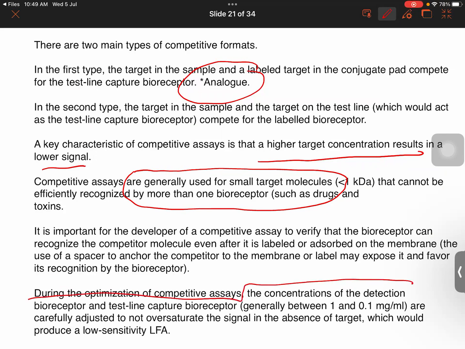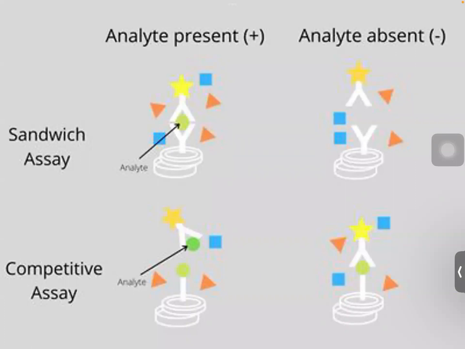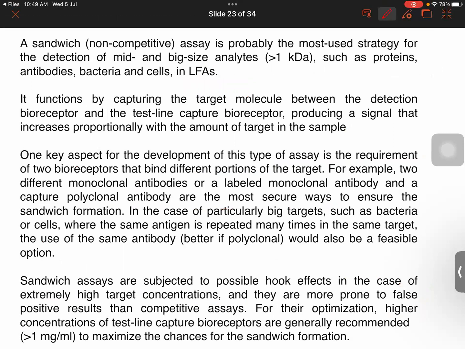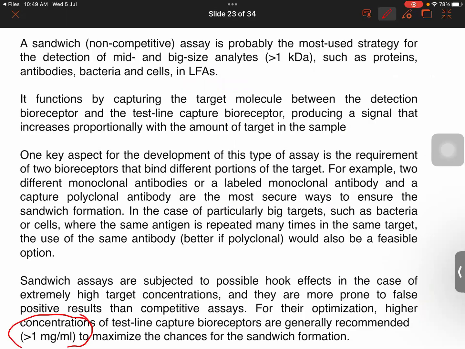One of the differences with the sandwich assay is the concentration of the detection bioreceptor, meaning the conjugated bioreceptor, as well as the capture bioreceptor. The concentration is quite low in the competitive assay. It's not like the sandwich assay, which is non-competitive, where we have to use more than 1 milligram per ml. So for non-competitive, we require more for the test line, for the capture bioreceptors, as well as for the conjugated one, the detection bioreceptors.